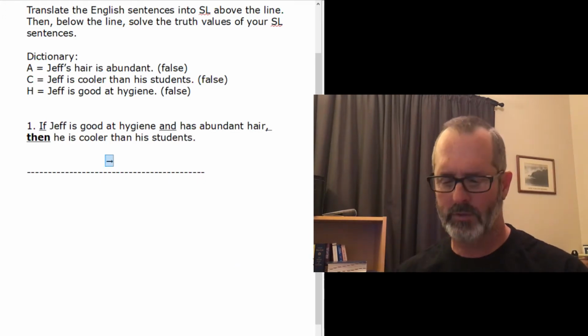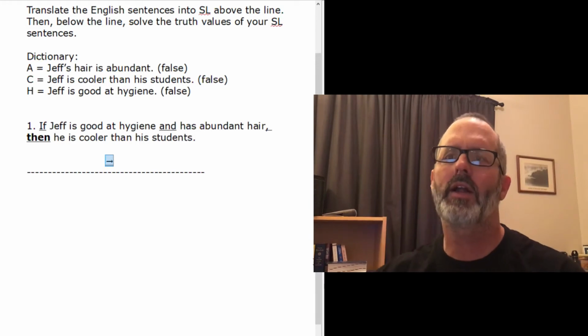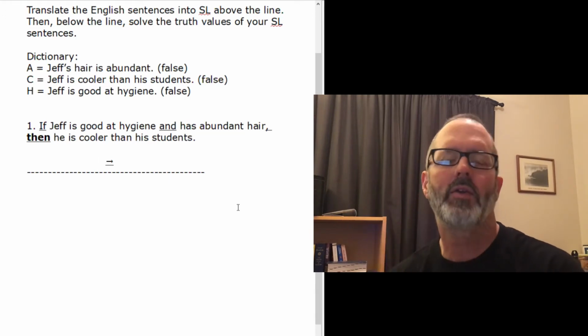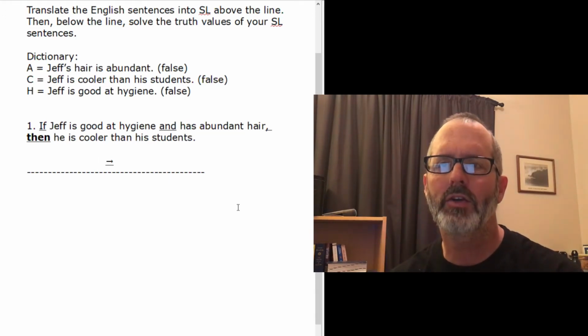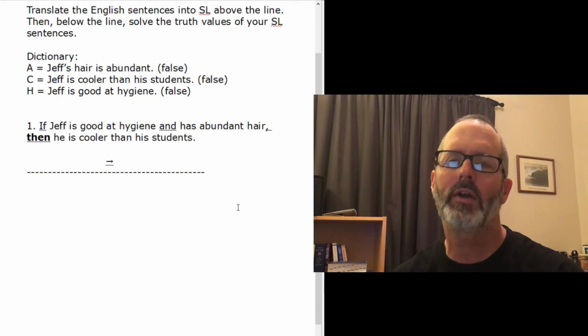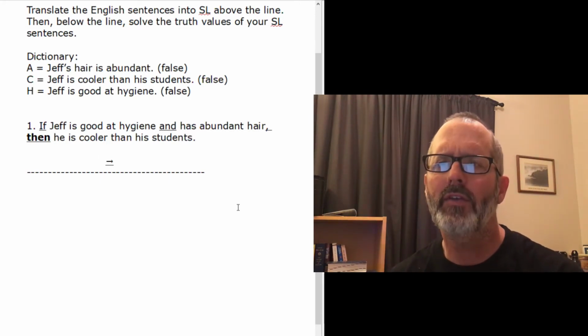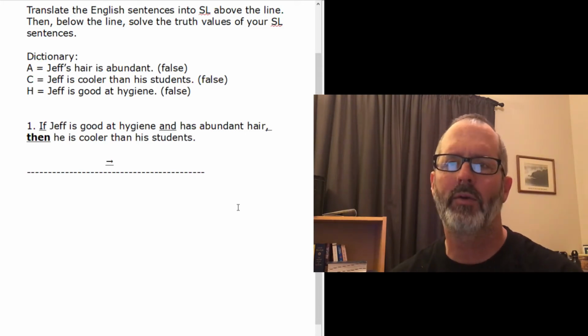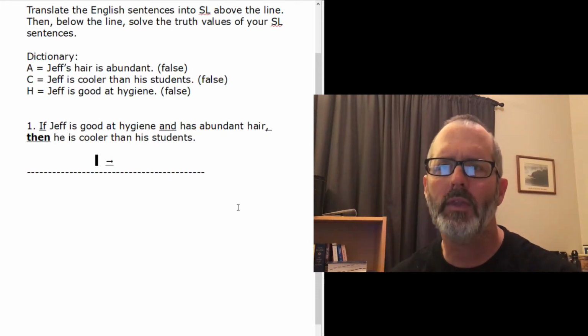I will put it in bold. That doesn't really show up. I will underline it as well. Make sure that main connective stands out. All right. Now, because it's an arrow, I have to worry about order. So I have to make sure this thing is in left to right order, or I'll have to flip around the order of the sentence. Let's see this one. If Jeff is good at hygiene and has abundant hair, then this one is in left to right order, so I can leave it alone. Good.